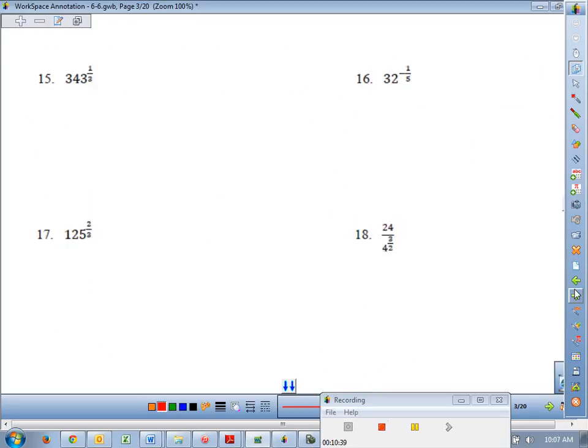Try 15 then. Try 15. No negative base, right? Don't have a negative exponent, so I don't have any reciprocation going on. I just need the cube root of 343. What's the cube root of 343? 7, baby.